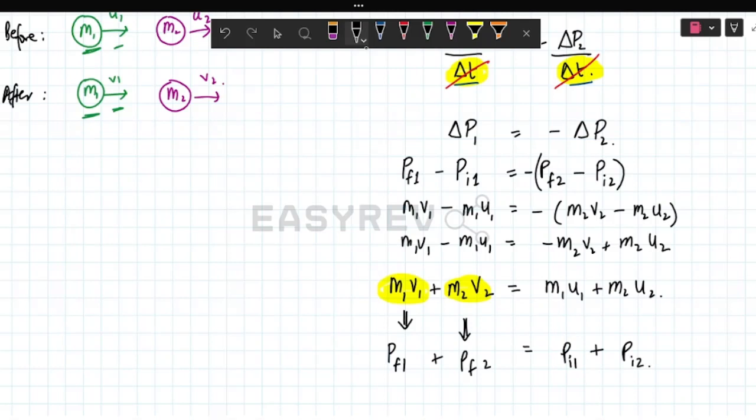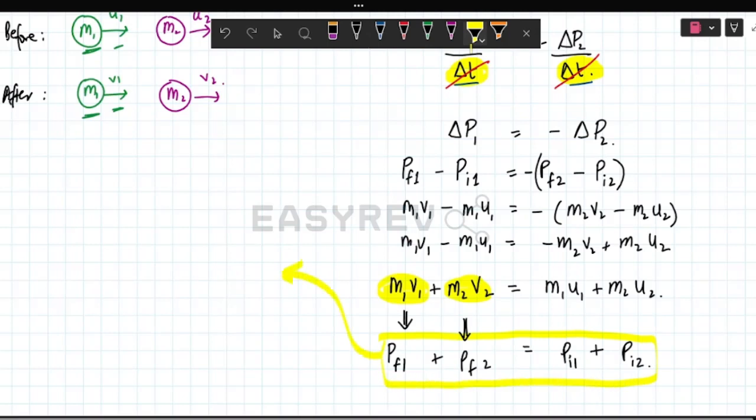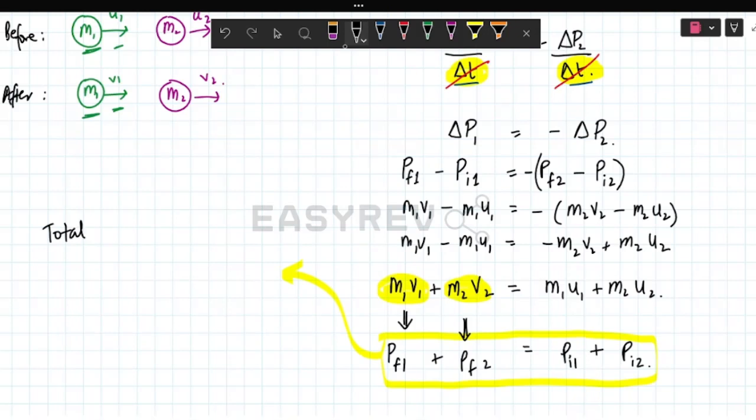So what you've concluded is something quite remarkable. What you have concluded through this result is that the total momentum after collision, that's basically what PF is, the final momentum for ball 1 plus final momentum for ball 2. That's the total momentum after collision. That just so happens to be equal to the total momentum before collision.